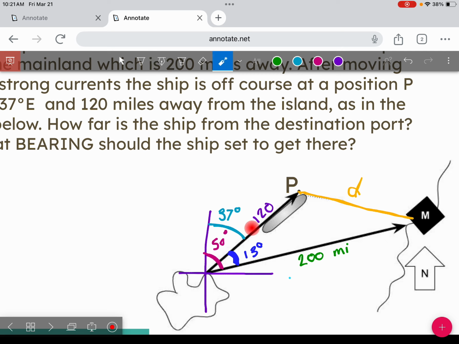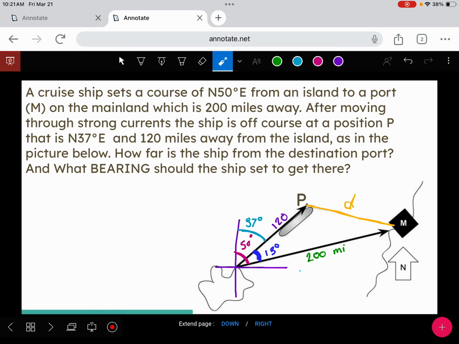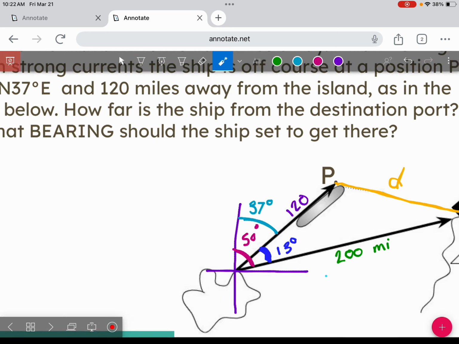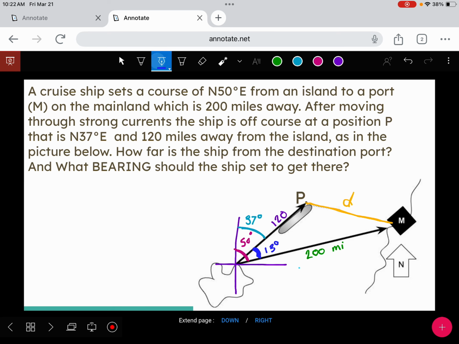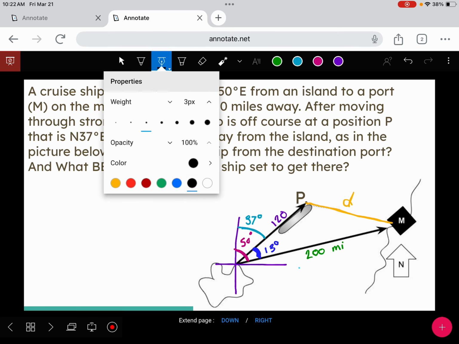Now that we know a side, an angle, and a side of this triangle, can we find this other side? I know this side is 120. I know this side is 200. And this angle is the difference between our 50 and our 37 to find this inside-y triangle bit. So then we can use our law of cosines.